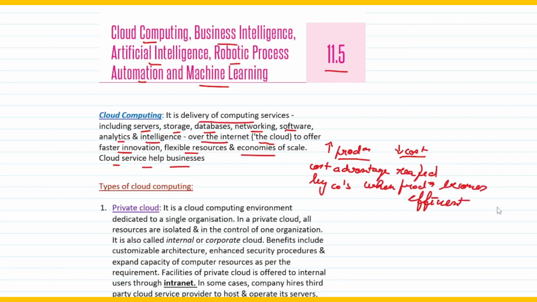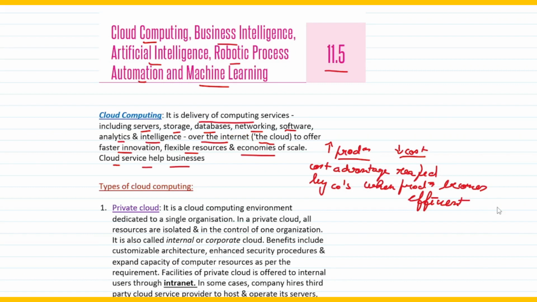So simply, cloud computing means any delivery of computing services which includes servers, storage, databases, networking, software, analytics and intelligence over the internet. So this is the key point here, over the internet, to offer faster innovation, flexible resources and economies of scale. So this basically helps the businesses, right?